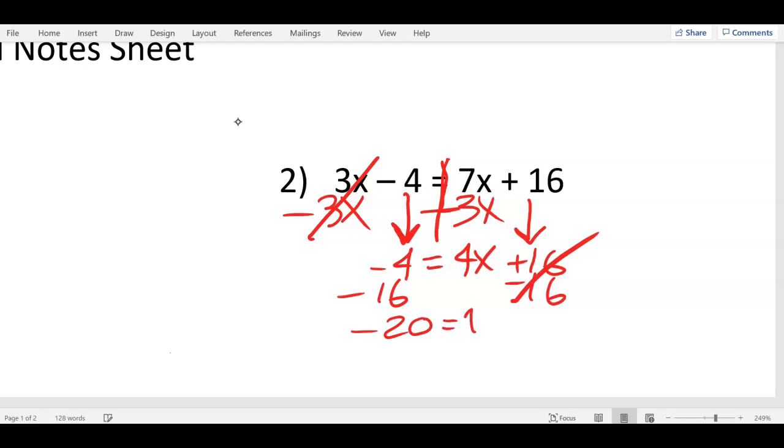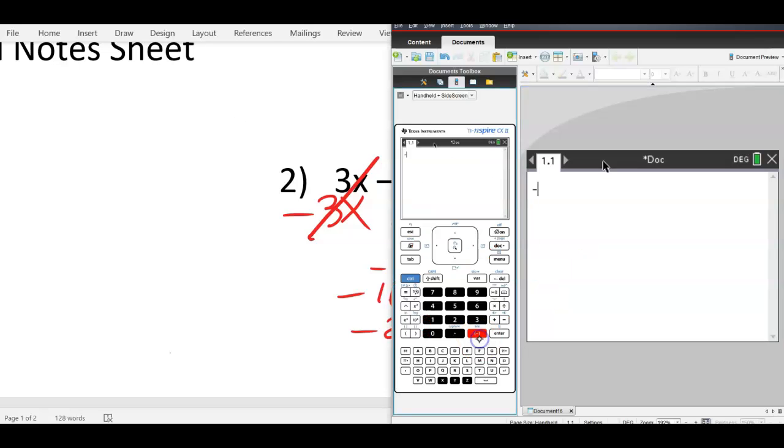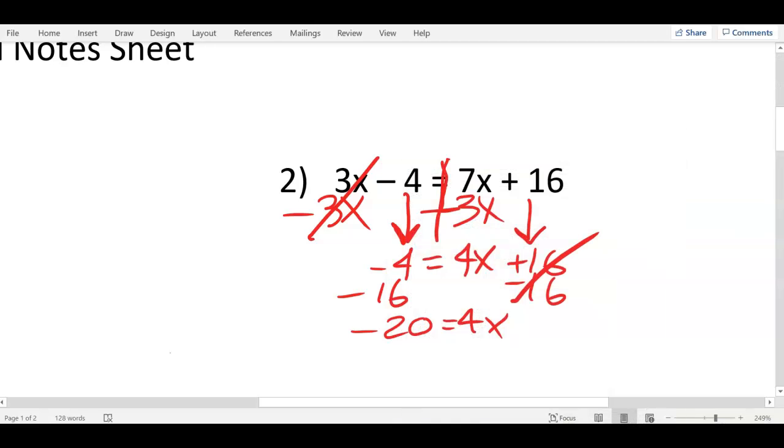And if you're not sure about that, if you're not good at adding and subtracting positive and negative numbers, let me show you on your calculator. You could have typed negative 4 minus 16. It tells you, right? So these yellow calculators are your friends. Get used to them because you cannot use your phone as a calculator anymore. Just saying, if you ever did. So last step, to get rid of the 4 coefficient, the 4 in front of x, how do I get rid of it? Divide. And then negative 20 over 4 is negative 5, okay?